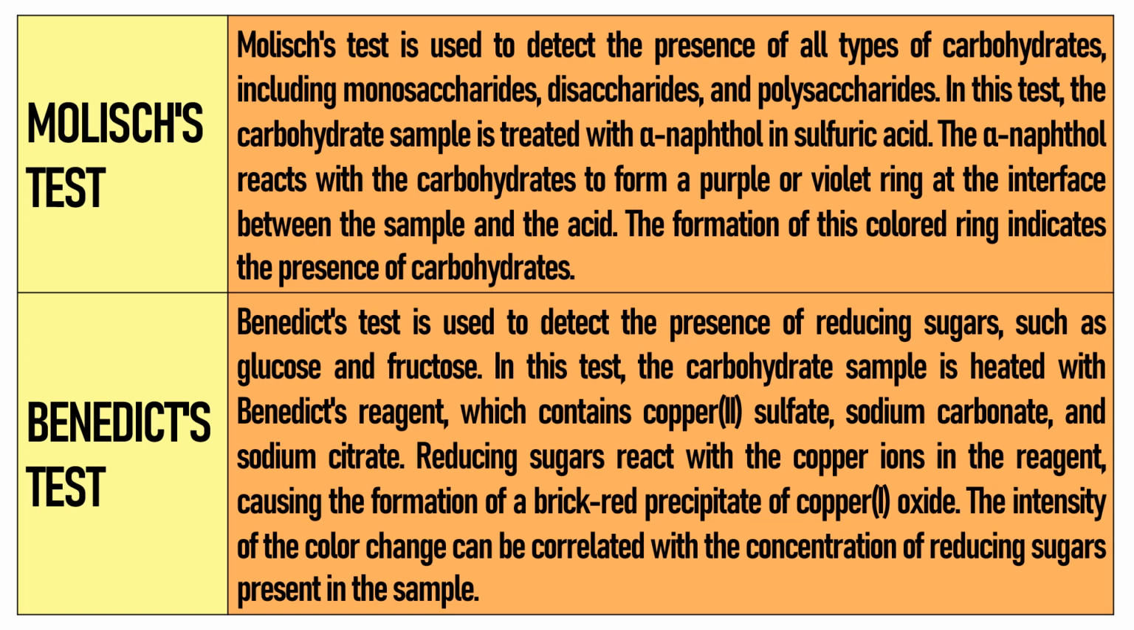Benedict's test is used to detect the presence of reducing sugars, such as glucose and fructose. In this test, the carbohydrate sample is heated with Benedict's reagent, which contains copper sulfate, sodium carbonate and sodium citrate. Reducing sugars react with the copper ions in the reagent, causing the formation of a brick-red precipitate of copper oxide. The intensity of the color change can be correlated with the concentration of reducing sugars present in the sample.